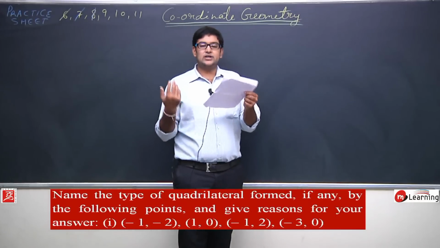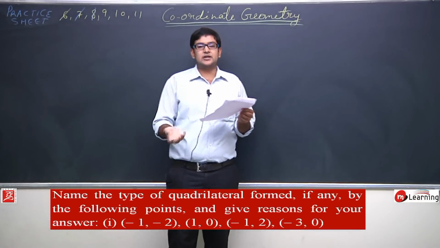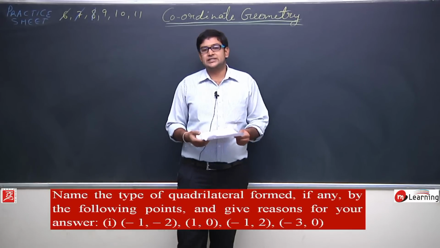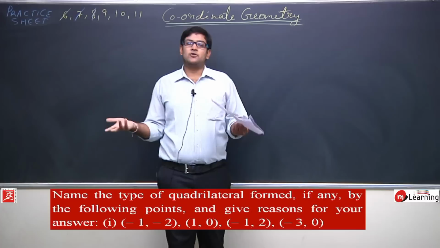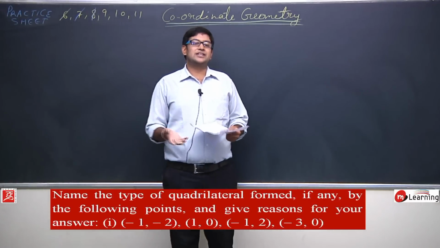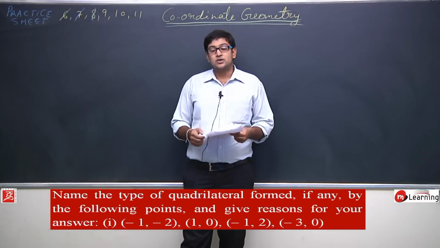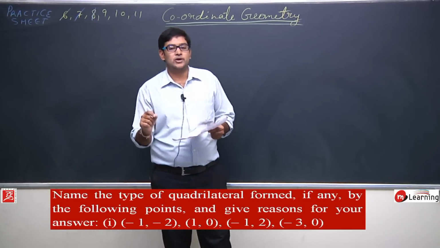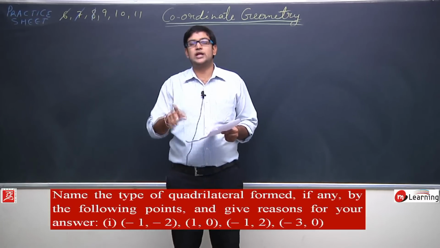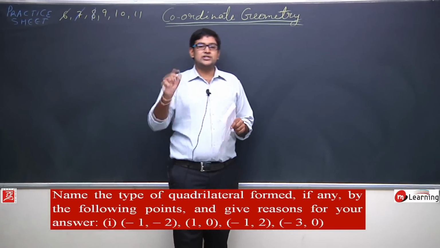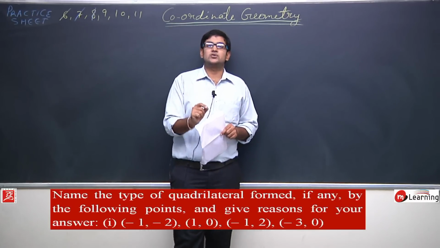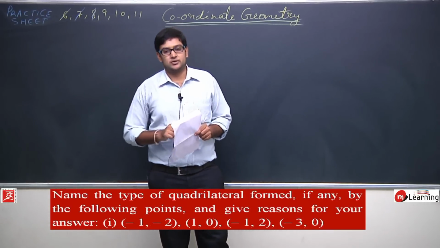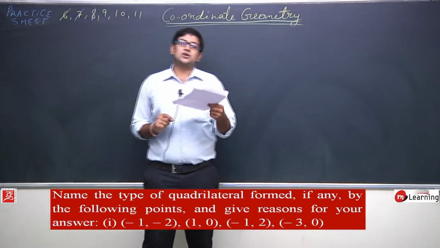And we need to give the reasons why the figure we have suggested is according to our suggestion. For example, if it forms a square, we need to give reasons why it is a square. You can't take a graph paper, plot all the points and join all the points. You can't do that. You need to justify your answer without using the graph paper, without actually plotting them on the graph paper. So let us solve question number 9.